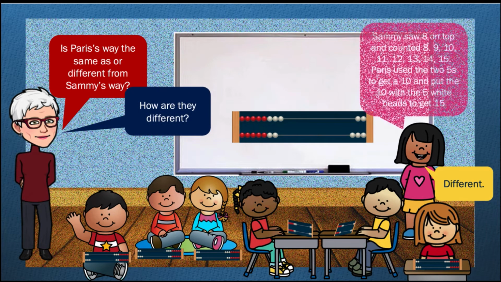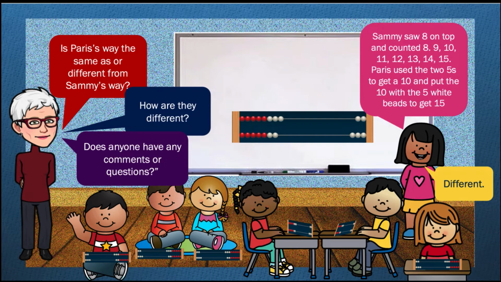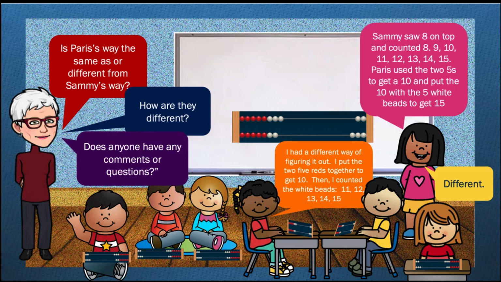And Bianca explained, Sammy saw 8 on top and counted 8, 9, 10, 11, 12, 13, 14, 15. Paris used the 2 5s to get a 10 and put the 10 with the 5 white beads to get 15. The teacher asks, "Does anyone have any comments or questions?" To which Tanisha replies, "I had a different way of figuring it out. I put the 2 5 reds together to get 10, and then I counted the white beads, 11, 12, 13, 14, 15."